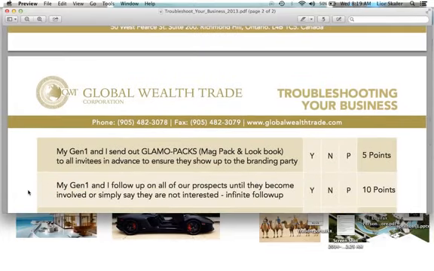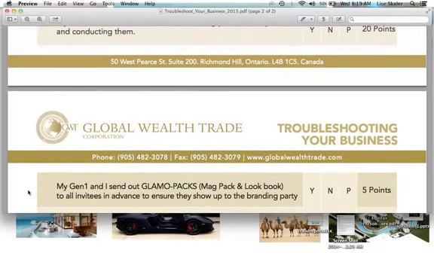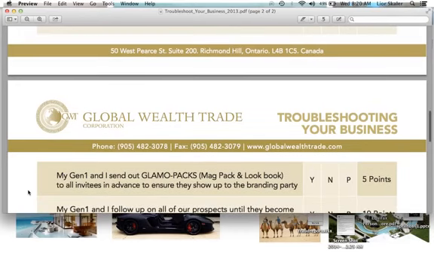All right. Next item. My Gen 1 and I send out Glamo packs. Now, a Glamo pack is the mag pack and the lookbook together. My Gen 1 and I send out Glamo packs to all invitees and in advance to ensure they show up to the branding party. So when you have a branding party, do you give them the mag pack and the lookbook, and do you say to them, take a look at this and bring it to the branding party to ensure that they show up? If the answer is yes, give yourself 5 points. If it's no, give yourself 0. And if it's partial, give yourself 2.5 points.